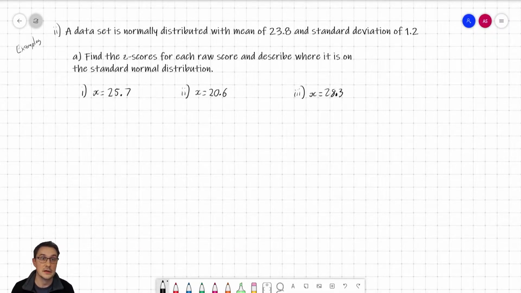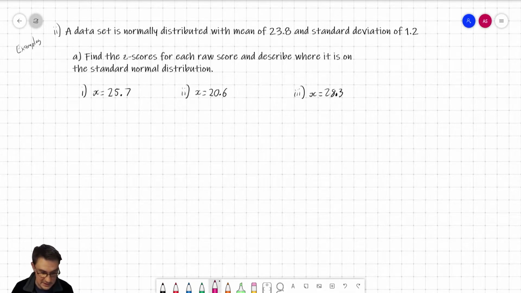Okay, in this example here, we're told a data set is normally distributed with a mean of 23.8 and a standard deviation of 1.2. So in part A, we're asked to find the z-scores for each raw score and describe where it is on a standard normal distribution.